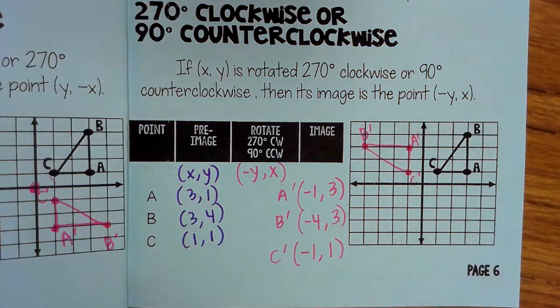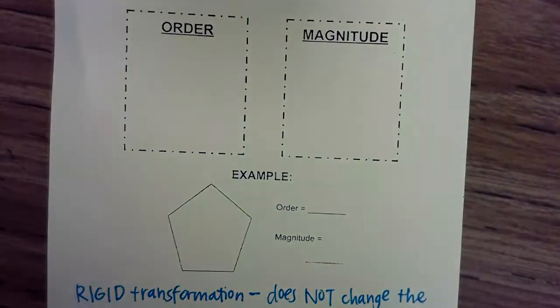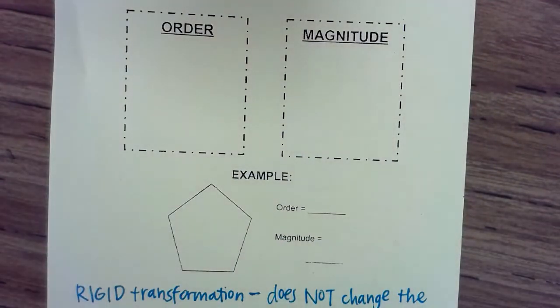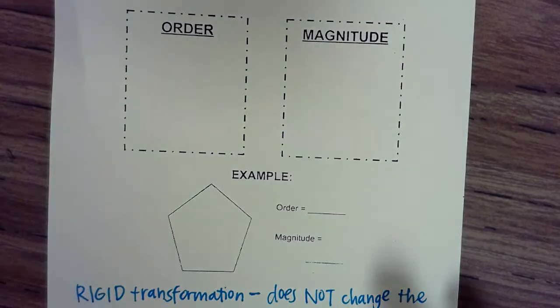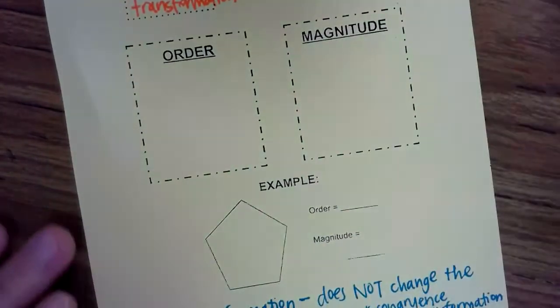Okay, I do have one more thing to tell you on this video. You've seen this paper before, and I told you I'd come back and fill it in later. So the time has arrived. Let's talk about order and magnitude. Order and magnitude have a lot to do with something called rotational symmetry. And if I ask you about order and magnitude, here's what I'm asking you about.